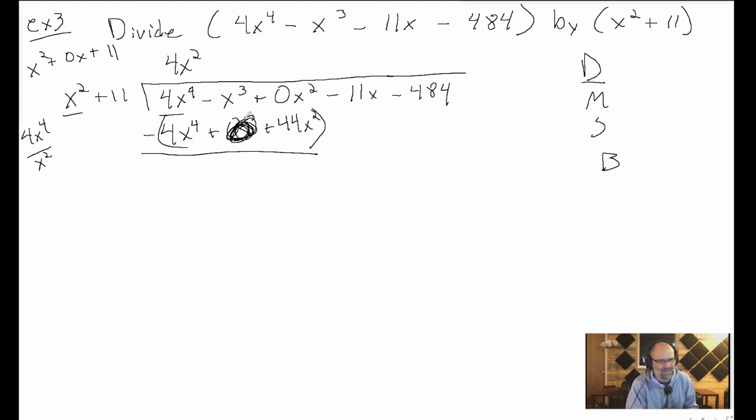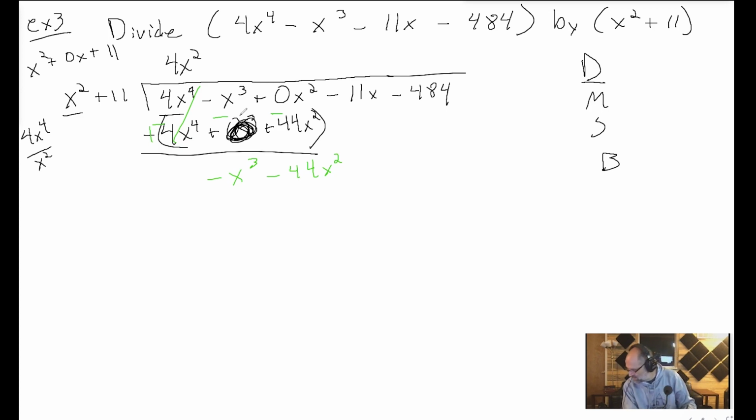In this case, when I subtract, it doesn't matter if I add or subtract 0, so I'm not going to worry about that. But I could chicken scratch everywhere. So I'm going to chicken scratch all the way across, plus, negative, negative, negative. Okay, those cancel. And I'm left with negative x cubed minus 44x squared.